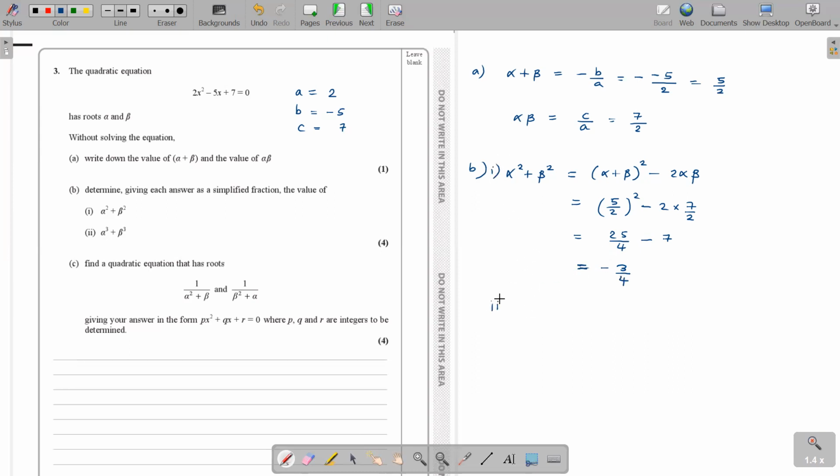Roman number 2, alpha cube plus beta cube. How do I get alpha cube plus beta cube? Again, the formula is given in your textbook, the alpha cube plus beta cube equation. So can you all remind me what it is? What is the equation that they have given you?